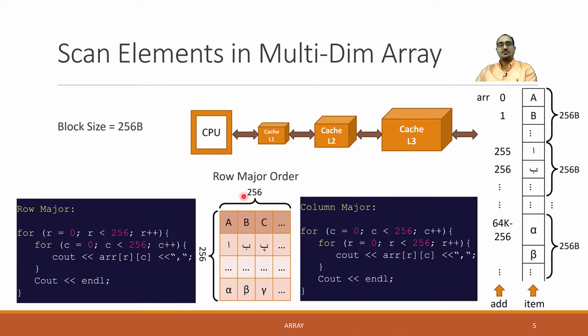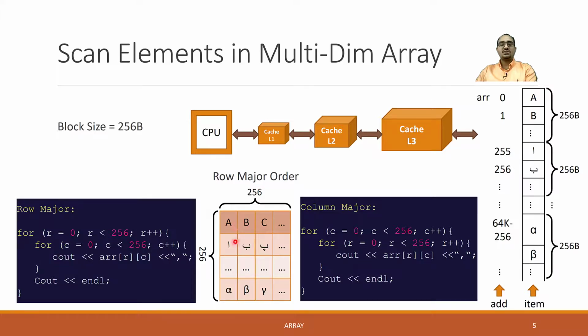In this example, we need the first element in the first row. It's not in the cache. Then a cache miss happens here, here, here, and we bring the whole block to L3, L2, L1, and the CPU will use the first element. In the next iteration, it needs the second element in the row, but it's already loaded and it's in the cache.